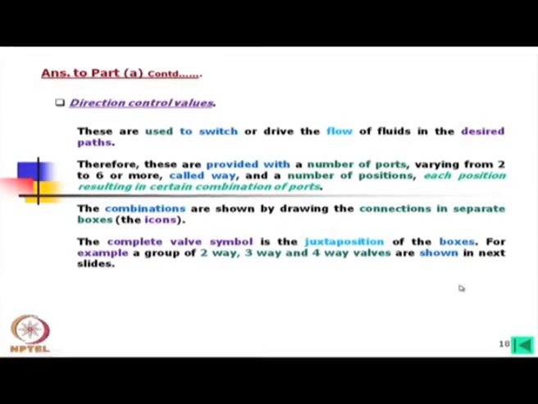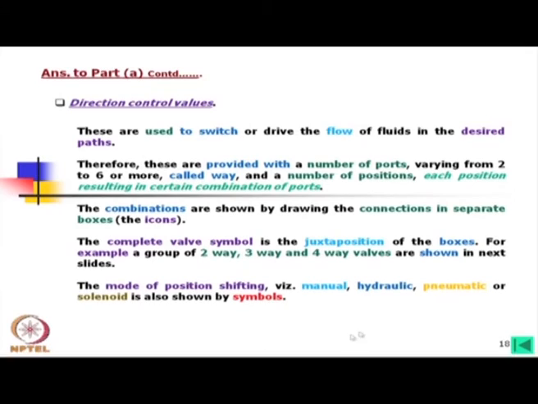The complete valve symbol is the juxtaposition of the boxes. That means, if you put together these symbols or icons, that will represent a valve symbol. For example, a group of 2-way, 3-way and 4-way valves are shown in the next slides. The mode of position shifting, that is manual, hydraulic, pneumatic or solenoid, is also shown by symbols.